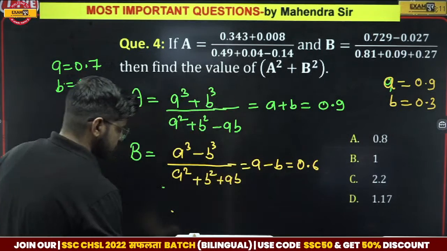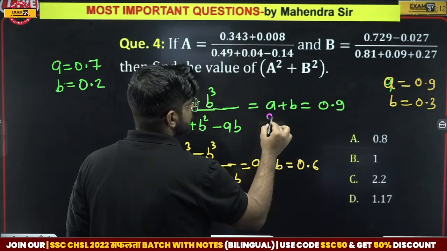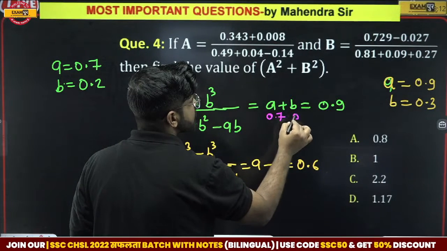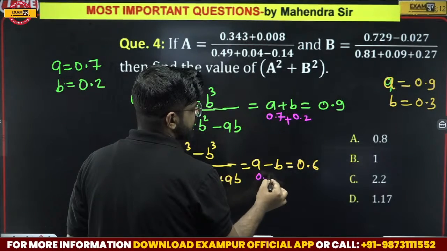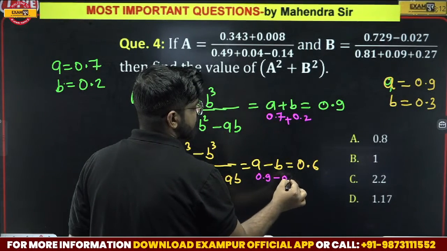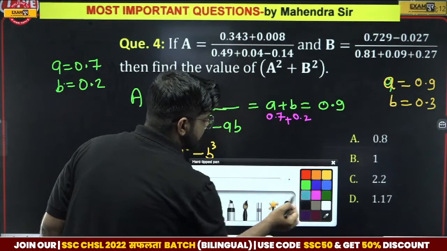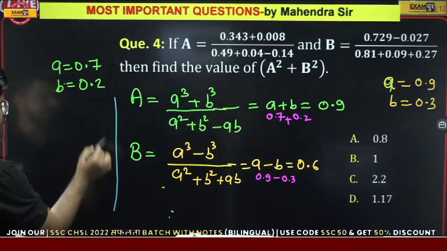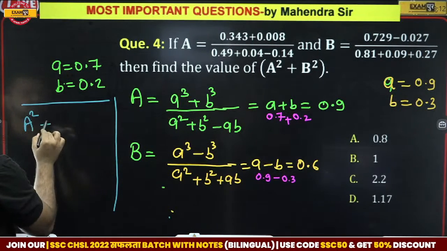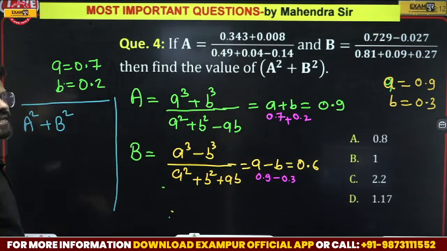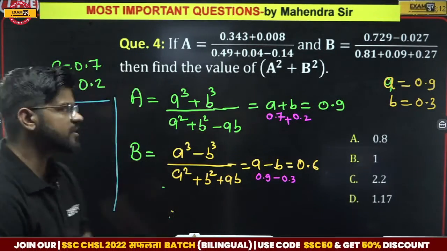Clear? Let me write the values so that you are not confused. So it is 0.7 plus 0.2, right? And here 0.9 minus 0.3. Okay, so we have got the values and now we have to find the final answer. So what do we have to find? We have to find capital A square plus capital B square, and Sam is saying, sir, 1.17 is the right answer.